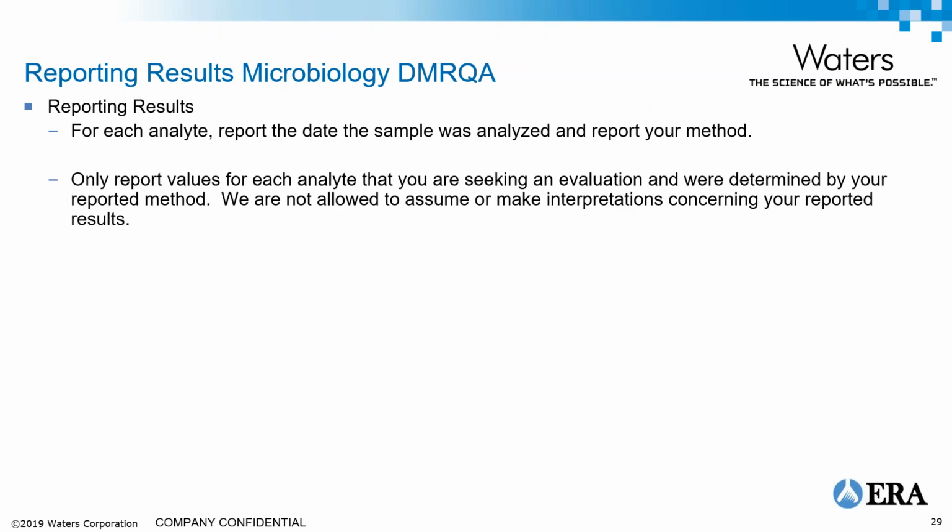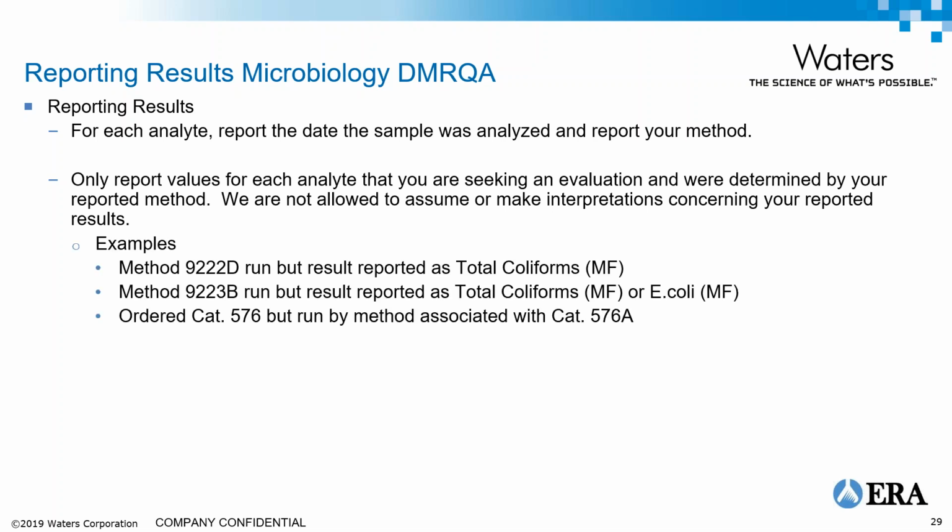Only report values for each analyte that you're seeking an evaluation for and that were determined by the method that you are actually using. We're not allowed to make any assumptions or interpretations of the results that you report. So for example, if you were to report to us that you ran 9222D, but you reported a result for total coliforms, generally those two things aren't associated with each other, but we have no way of knowing, did you report the wrong method or the wrong analyte? So try to keep it straight.